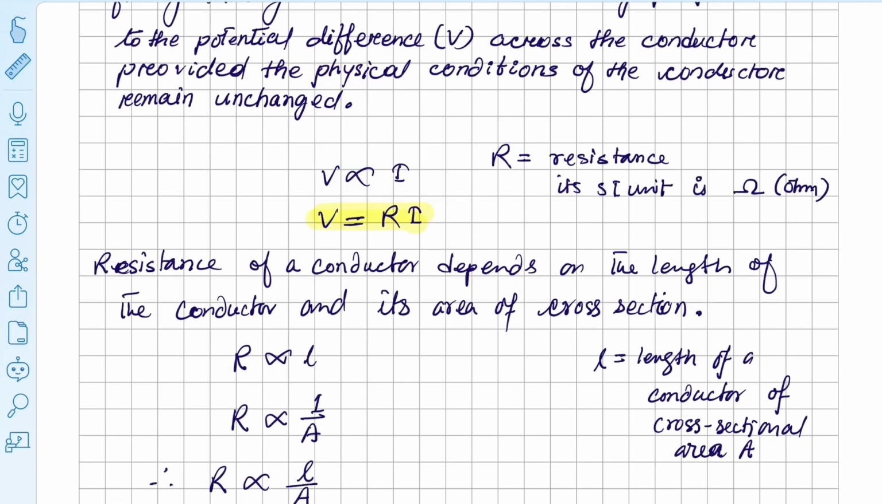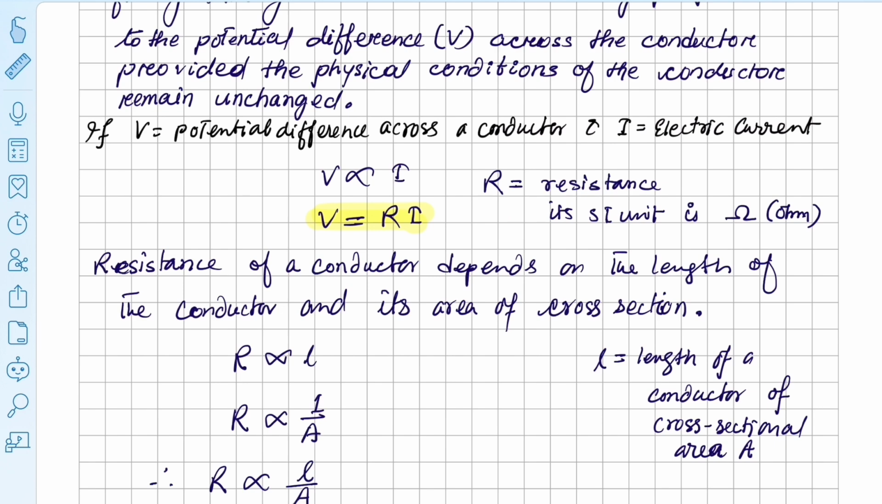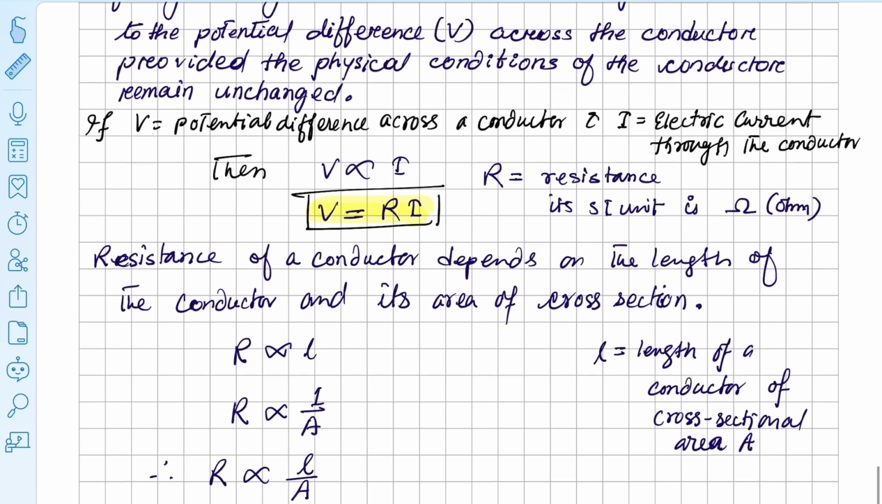So now you see, let me mention. If V be the potential difference across a conductor, and I is the electric current through the conductor, then V is proportional to I, so V is equal to RI.